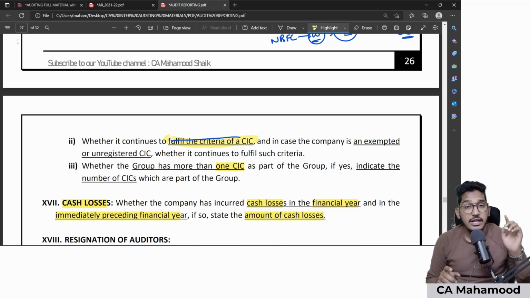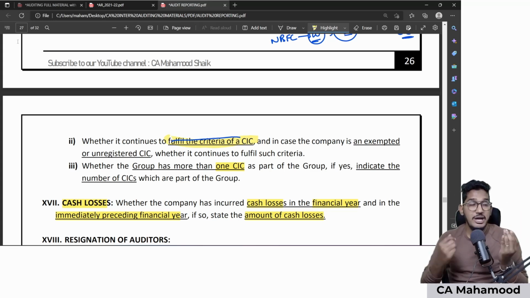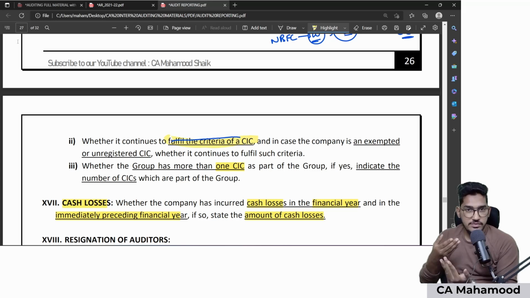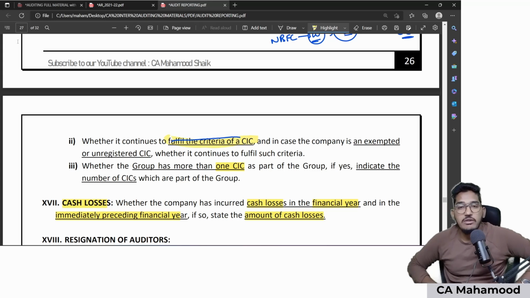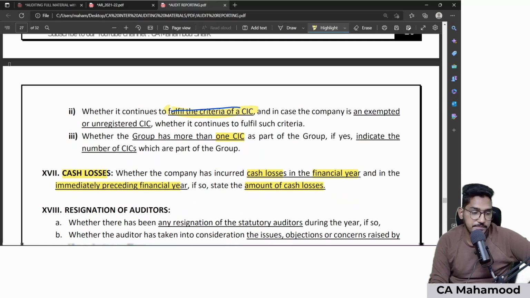Both are different. Cash losses have to be calculated from the loss or profit as per statement of P&L. So you have to take the figure of profit or loss from the statement of P&L, add back all non-cash expenses, reduce all non-cash incomes. The resulting figure which you get will be called cash loss. So find out whether your client has made any cash loss for the current year as well as last year. If yes, mention the amount of that cash loss.